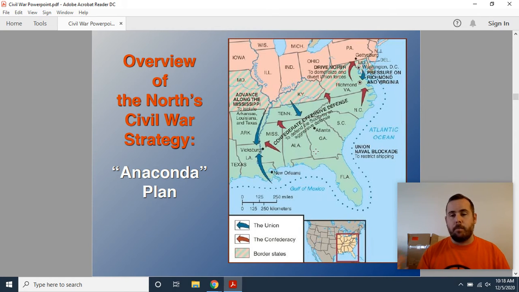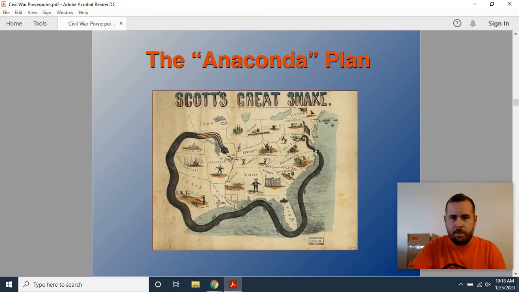It's a good strategy, but it's a patient, slow strategy. And when people called it the Anaconda Plan, that wasn't necessarily a praiseworthy name. That was like, why don't we just march right through them and destroy them? This is more of a suffocate, slow strategy that Lincoln did not necessarily get praised for right away. 4 years later, it does end up working, but again, at great cost. Here's an example of this cartoon calling it Scott's Great Snake. Scott was Lincoln's first top general, Winfield Scott, and I think that's kind of a negative term, Scott's Great Snake.